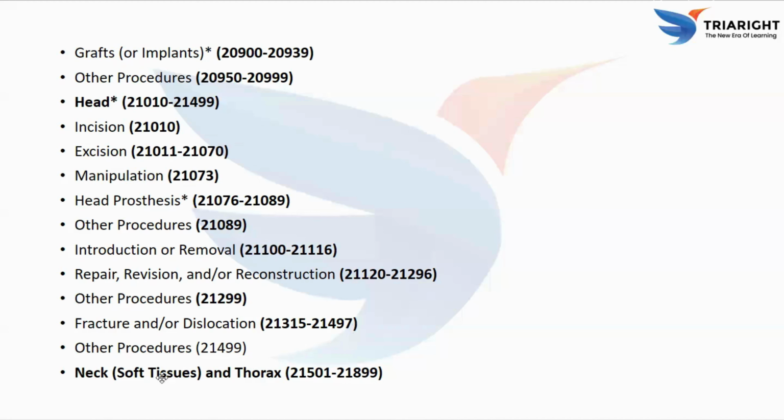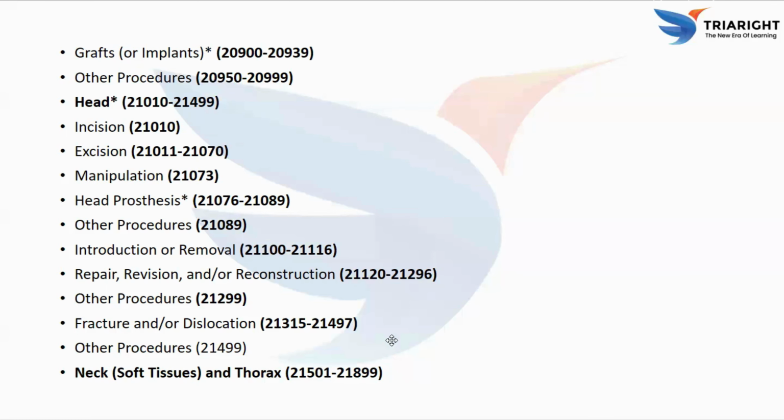And next region is neck and thorax. Neck is soft tissue, and this region covers neck muscle, soft tissues, ribs, and sternum. It also includes trauma, tumor removal, and reconstruction. The code range is 21,501 to 21,899. So CPT codes are grouped by the body part first, then the type of procedure. Where: head, neck, thorax. What: incision, excision, repair. Why: because it's a trauma, deformity, or a disease.